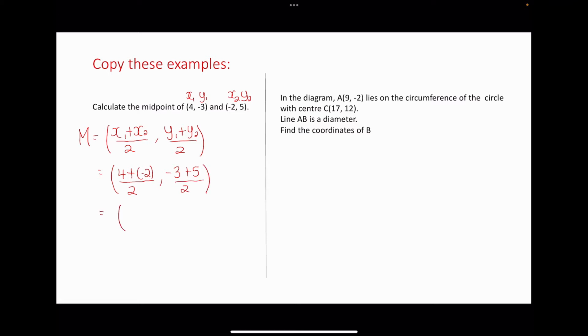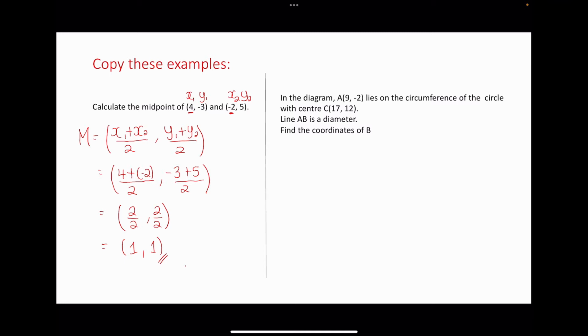4 plus negative 2, if I have a plus and a negative, that's going to give me a take away. So 4 take away 2 is just 2 over 2. Negative 3 plus 5 is also 2 over 2, which then simplifies to 1, 1. So you can check this answer in a slightly different way. If we have 4 as an x coordinate and negative 2 as an x coordinate, does it make sense that 1 is in the middle?